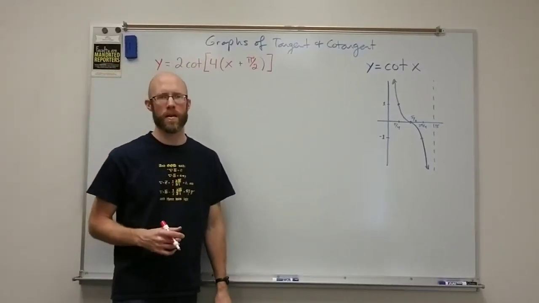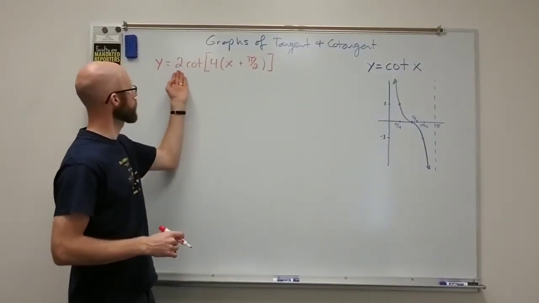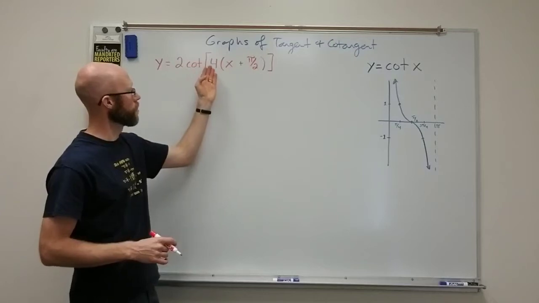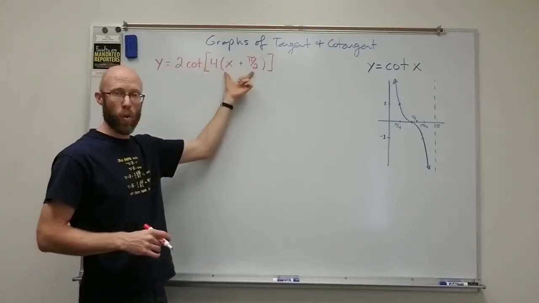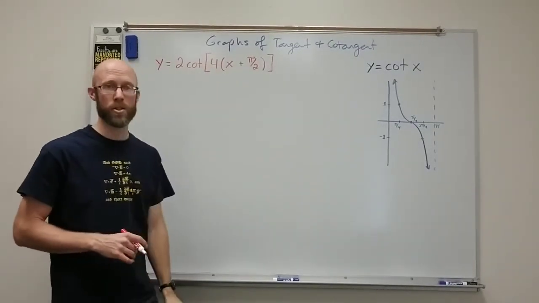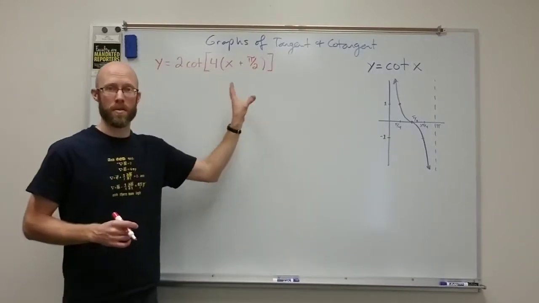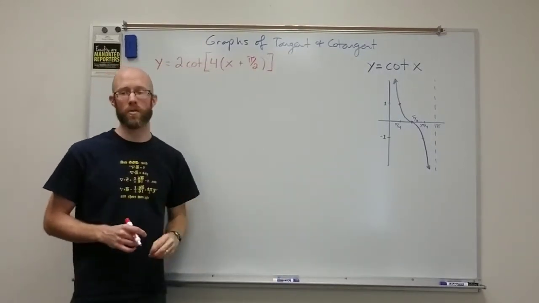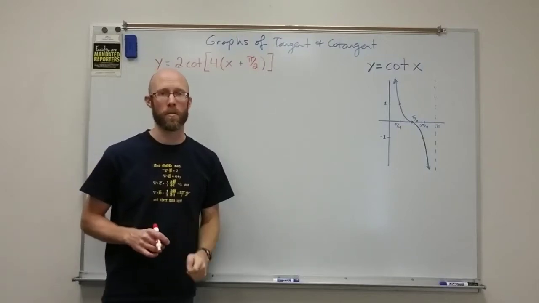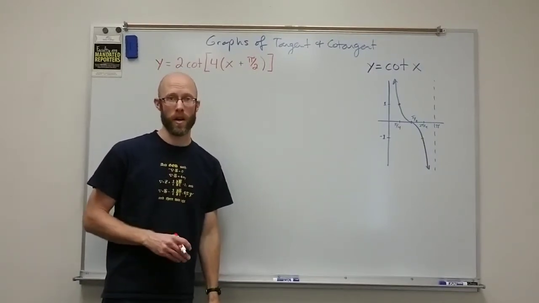Okay, for this first example, I've got y equals 2 times the cotangent of 4 times the quantity of x plus pi over 2. What's nice about this example is my argument is already factored. Remember, you have to have the factored form of the argument to make our formulas work out nicely.